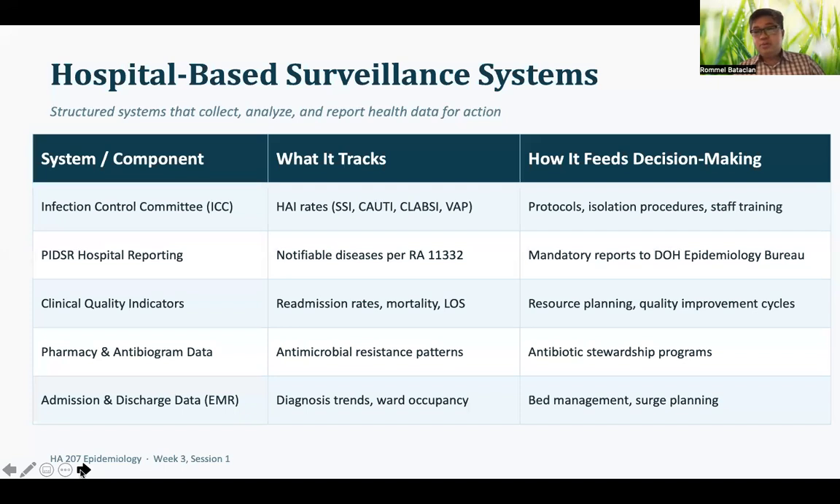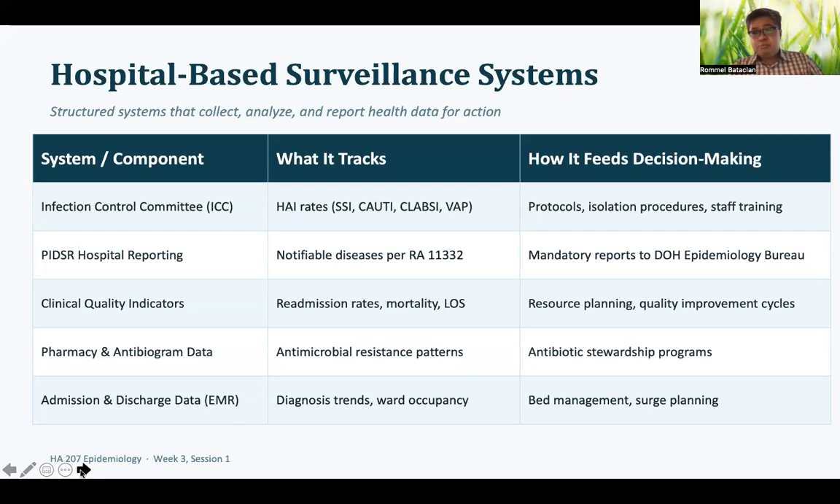So now let's talk about surveillance. Hospital-based surveillance systems are structured systems that collect, analyze, and report data for action. The last word, action, is the most important part. Data without action is just storage. Surveillance without response is just bookkeeping. So it's very important that you don't just collect data, but act based on what the data tells you.